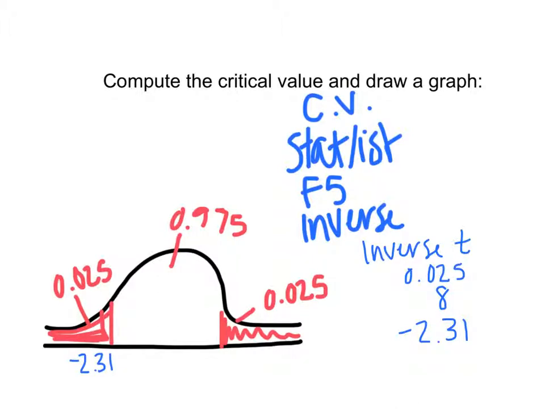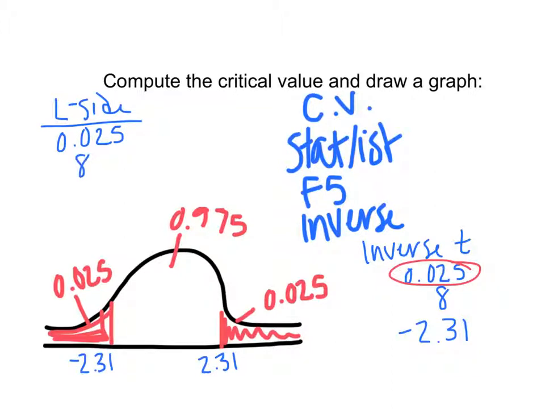value. Now, your critical values are symmetrical, so it'll be 2.31 on the other side. But if you wanted to do it just to be sure, go in and follow the same steps, but instead of your area, put in 0.975. So, in recap, on your left side, you will enter 0.025 and 8. On your right side, you'll put 0.975 and 8. And it'll bring you back to these critical values.